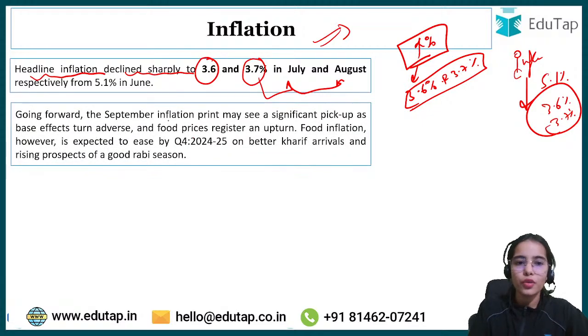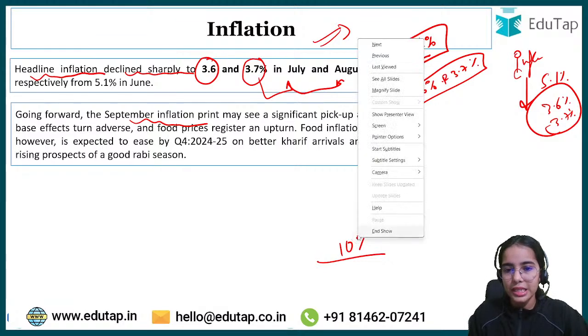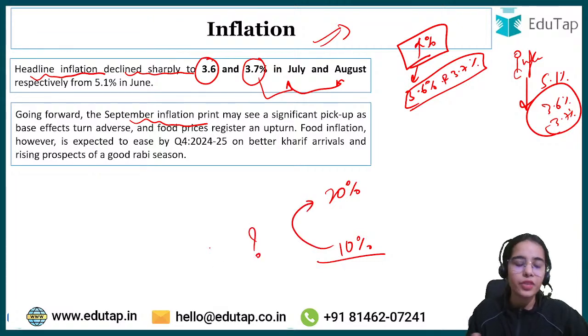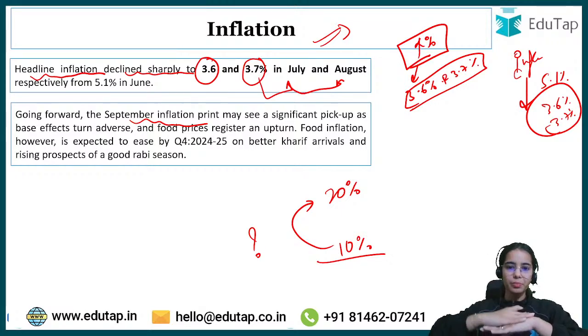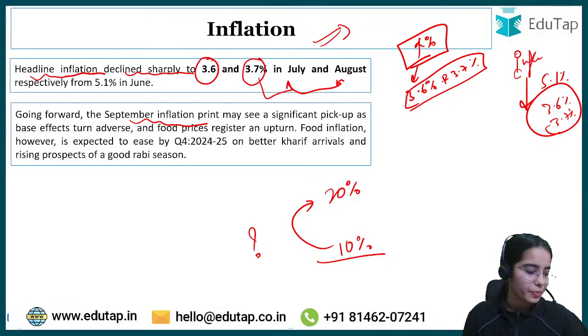Okay, going forward, the September inflation print may see a significant pickup because of the base effect. So try to understand that if we are saying that the inflation has increased from 10% to 20%, how much hike have we seen? How much of the increase have we seen? Can you tell me? If the inflation has increased from 10% to 20%, how much of the increase have we seen? 50% of increase or 100% of increase? How much of the increase have we seen?